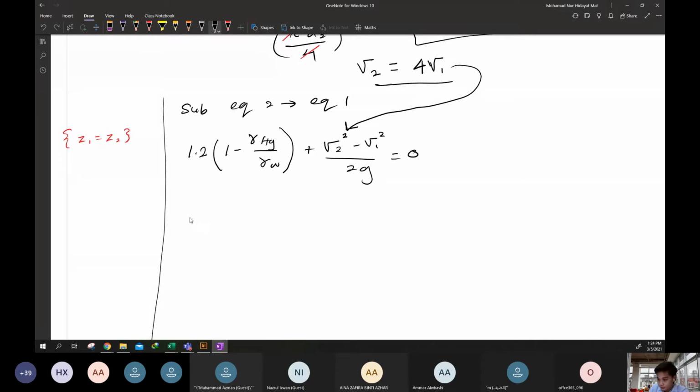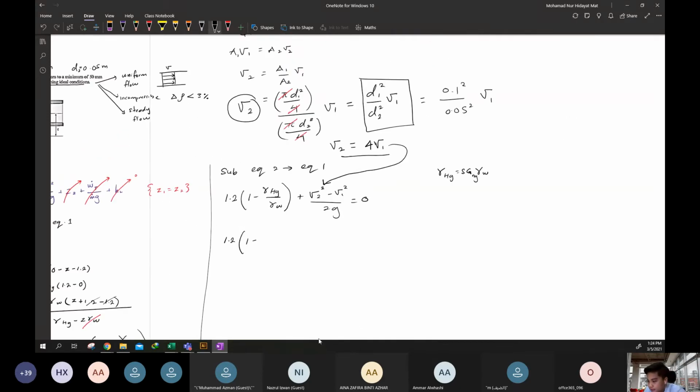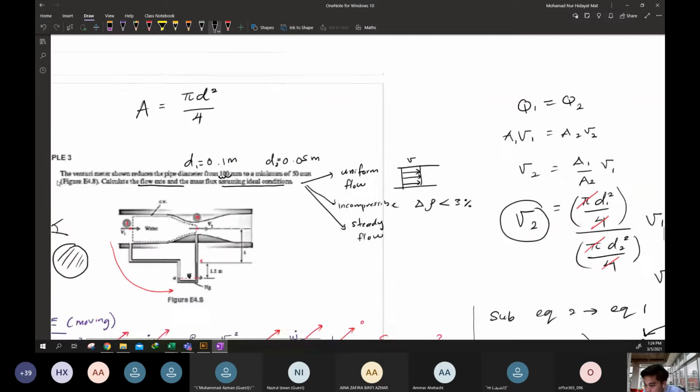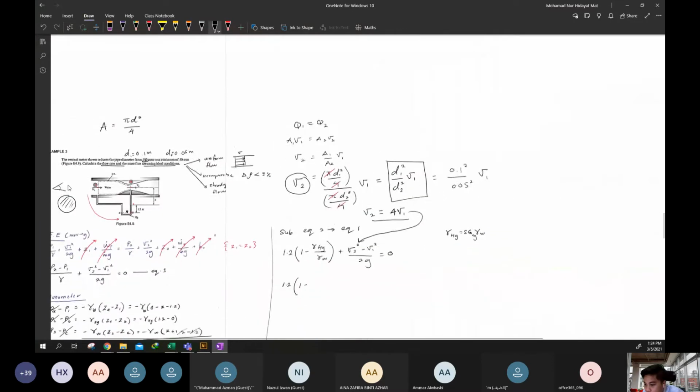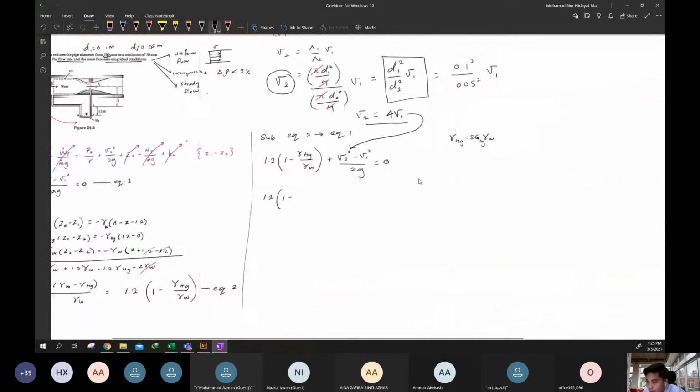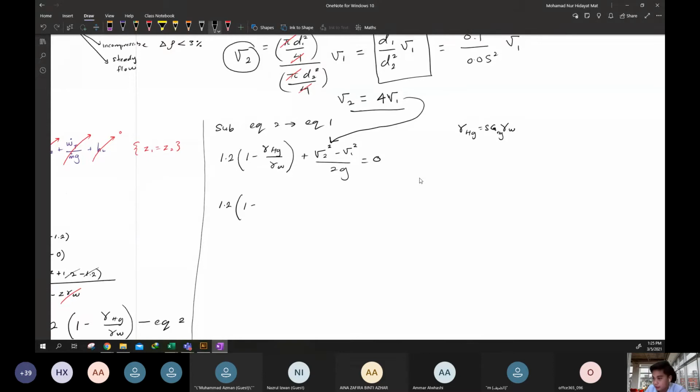Okay, so 1.2 times 1 minus, okay, the specific weight gamma of mercury. How to get the gamma of mercury? You know that gamma of mercury is equal to specific gravity multiplied with gamma of water. So this is the specific gravity of mercury. So what's the value of specific gravity of mercury? Okay, the specific gravity of mercury here is 13.6.